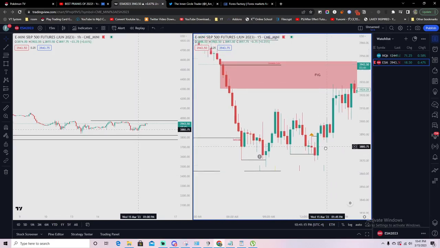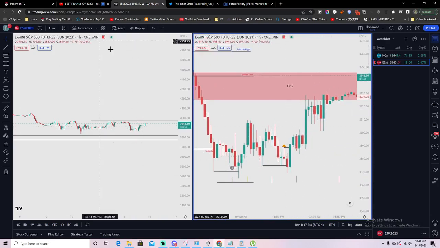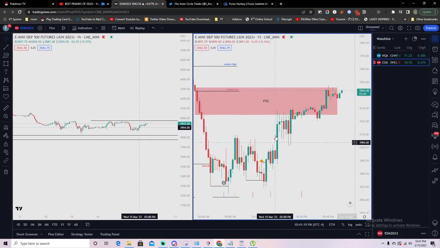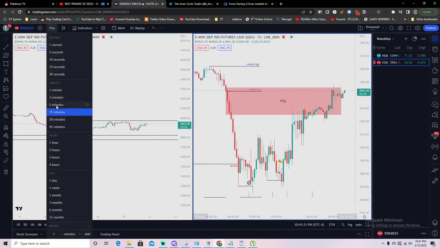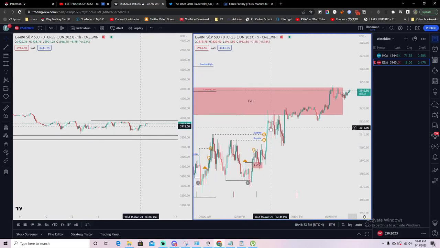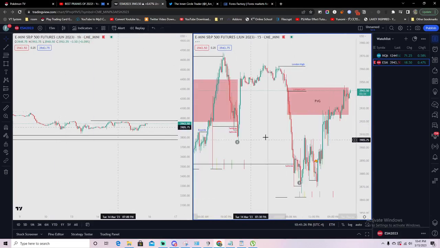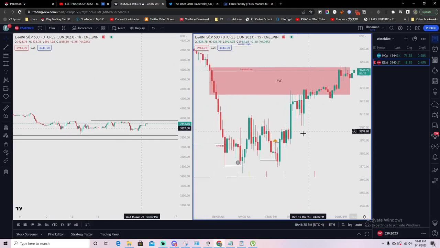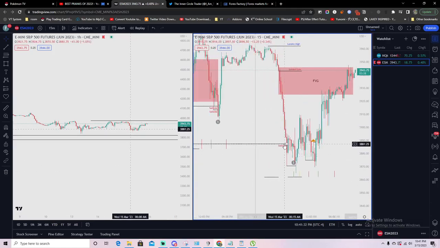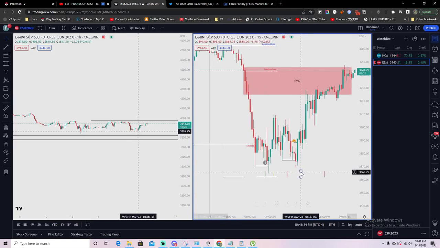So we have that liquidity taken again. Then we see this displacement into the fair value gap. So now what I'm going to go ahead and do, let's drop to the 5 minutes where things become more clear. Oh yeah, and we'll just do some more time. So as far as when we're looking at levels of liquidity, we have this level of sell side liquidity that was marked, and that liquidity is taken.